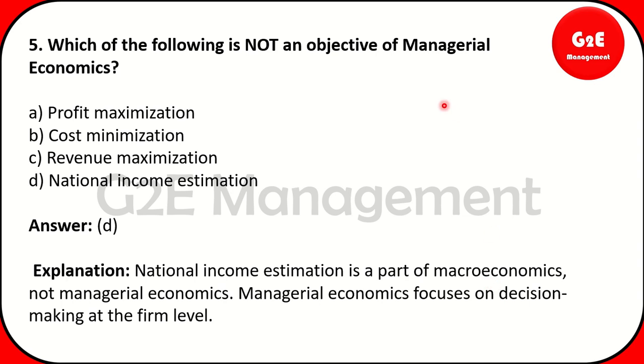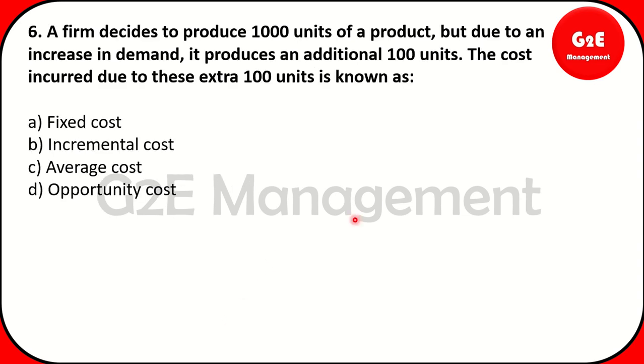And managerial economics comes under microeconomics. So managerial economics focuses on decision making at a firm level. Only at the company level will we take decisions.